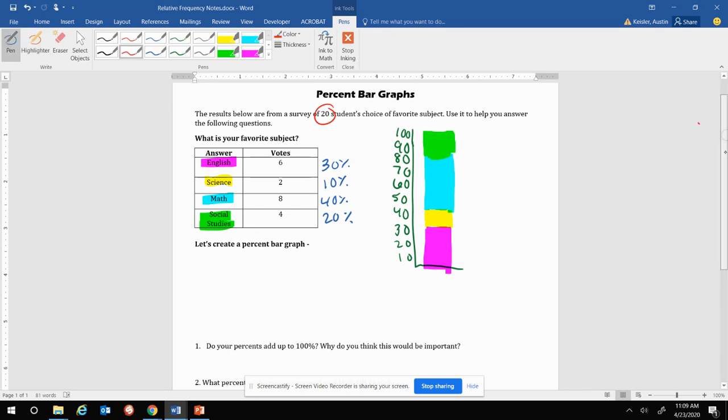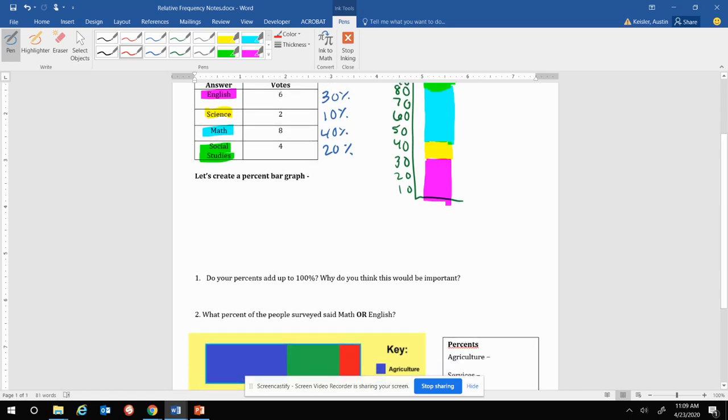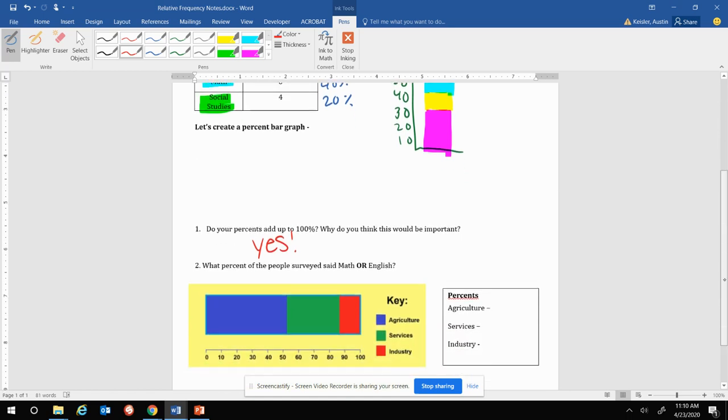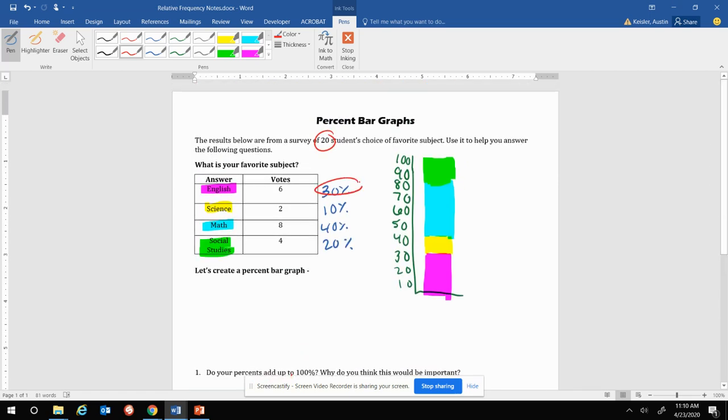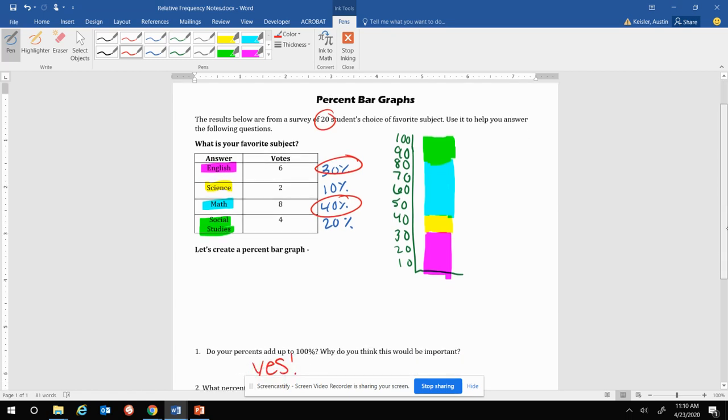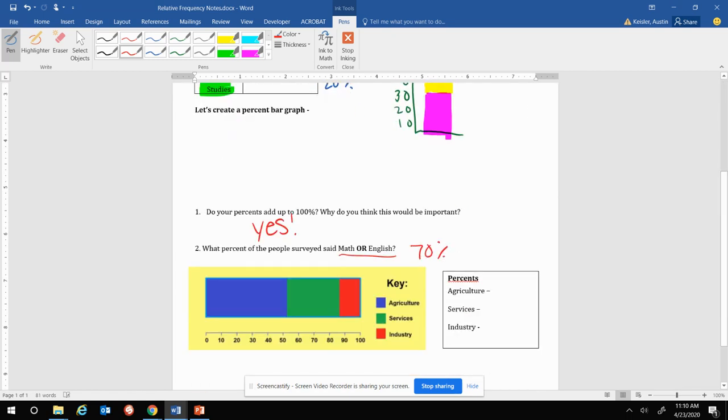So a couple of questions over here to consider. It says, do your percents add up to 100%? Why do you think this would be important? Yes. The most important thing is they're always going to add up to 100%, because we're taking a percentage of votes. So if our percents don't add up to 100, we did something wrong, because all of these are a part out of the same total. They have to add up to 100%. So if you ever see a percent bar graph that's not up to 100%, there is some kind of error in it. So then my next question says, what percent of the people surveyed said math or English? Well, we knew English was 30% and math was 40%. So together, that would give me 70% of the people.